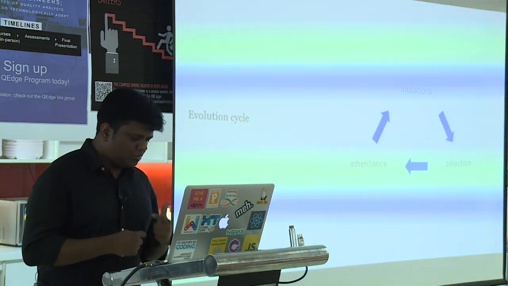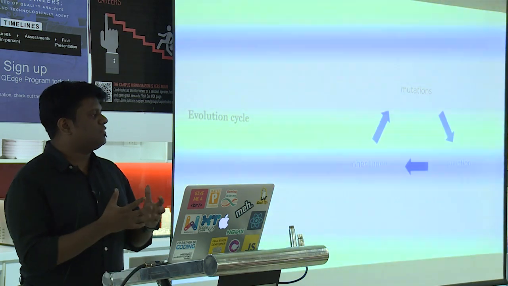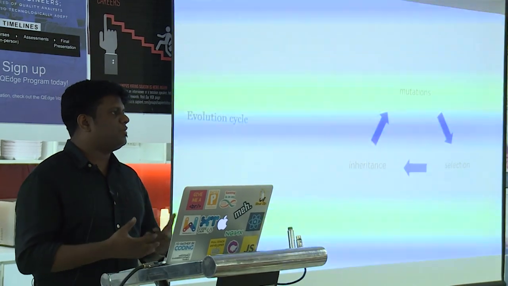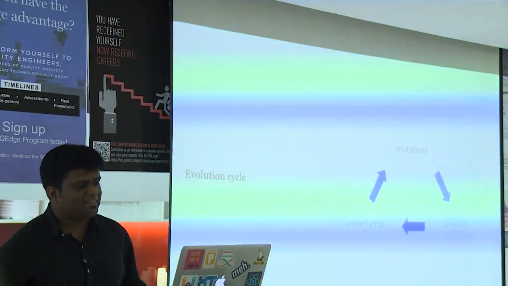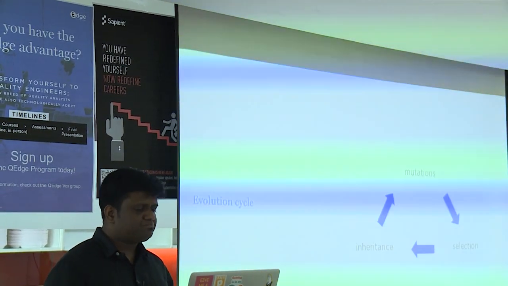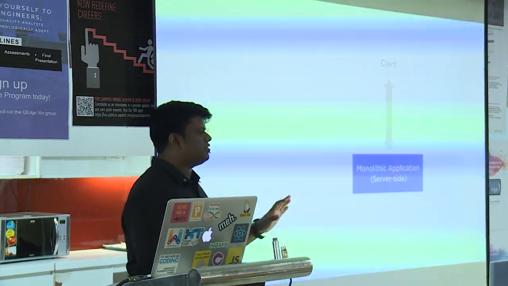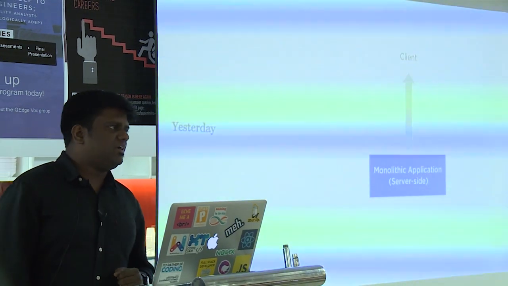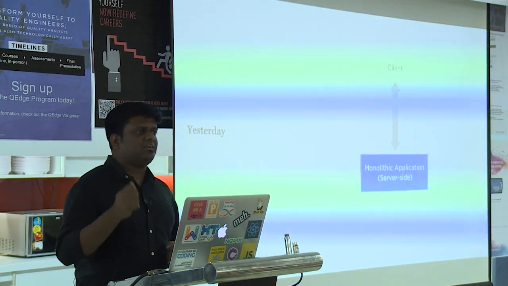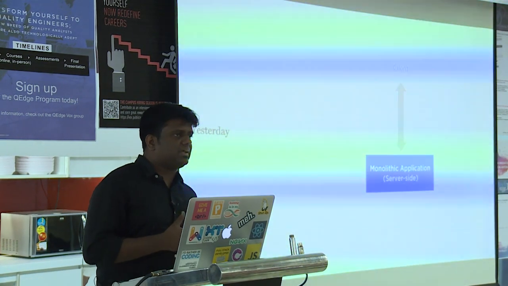So if you look at the evolution cycle, there are mutations, there are changes with respect to what you are developing today. There are some things which are selected which move forward, which are adopted by the world, and then it is inherited to form a new web development approach, right? So if we talk about yesterday's application, it just consisted of one single monolithic application on the server side, and all the client-side applications were form submits, direct get request, and used to serve the page from the server side itself. There was very minimal interaction on the client side.